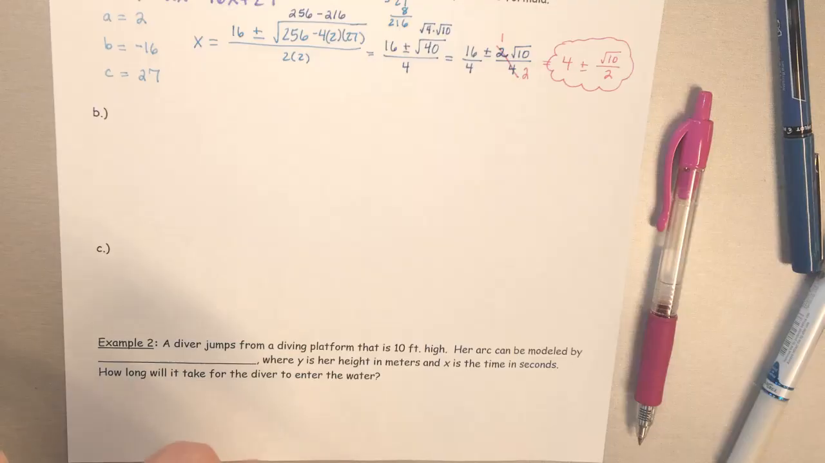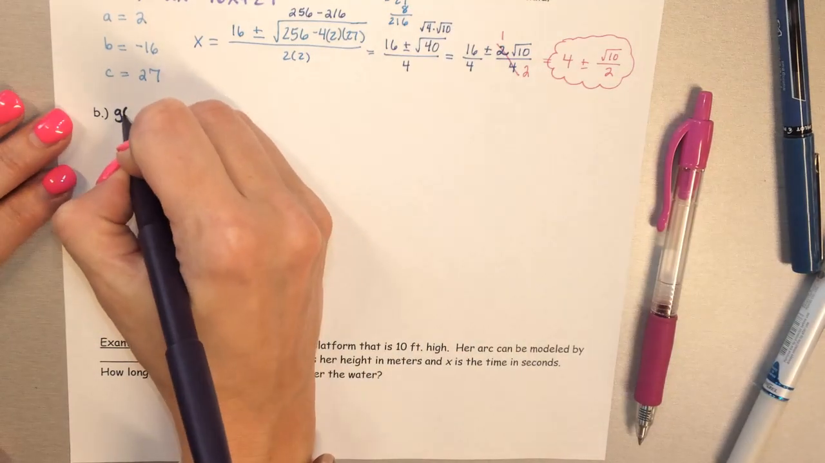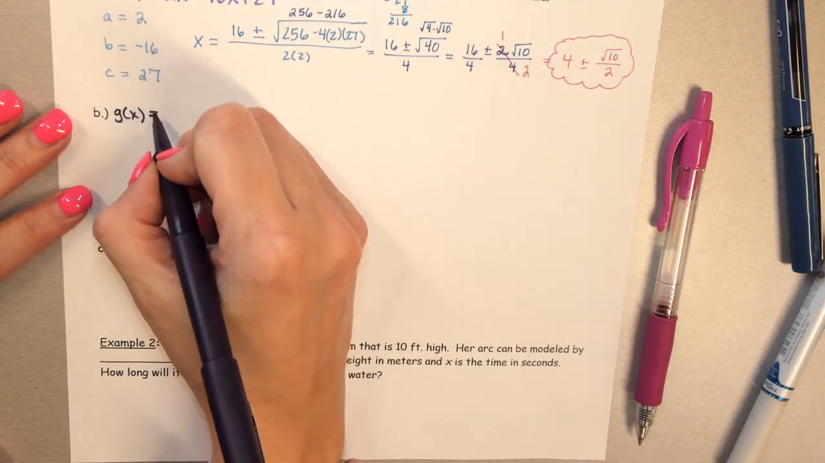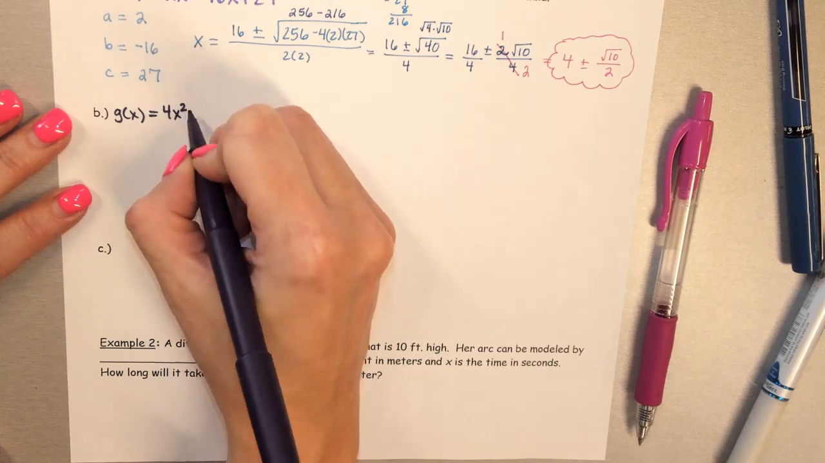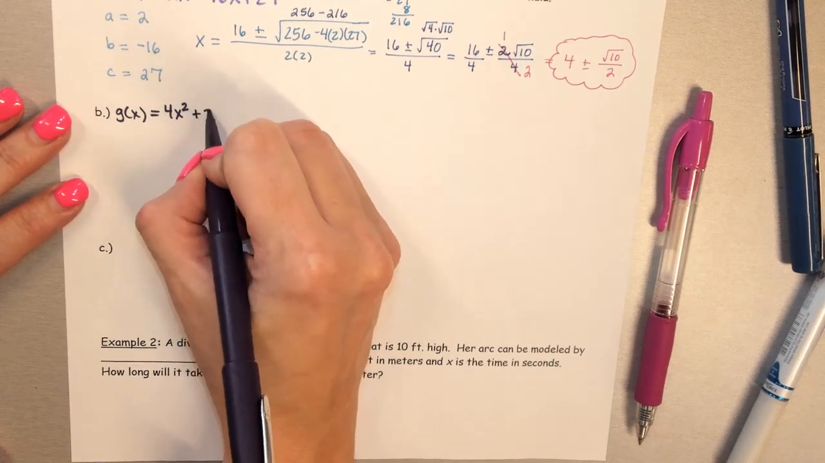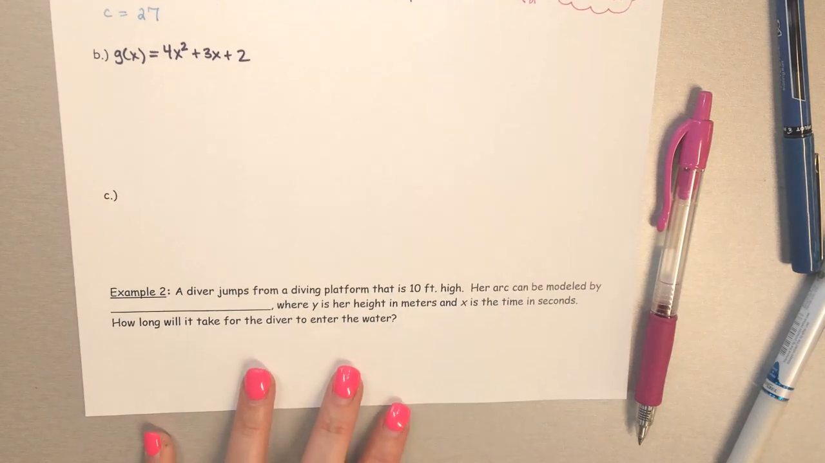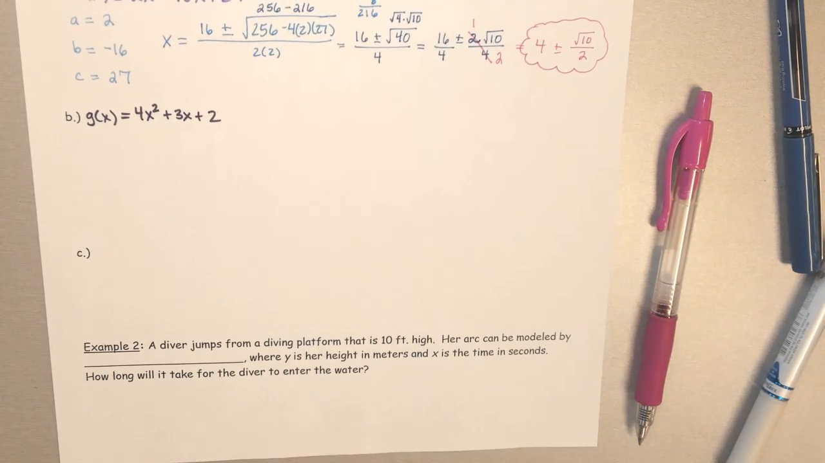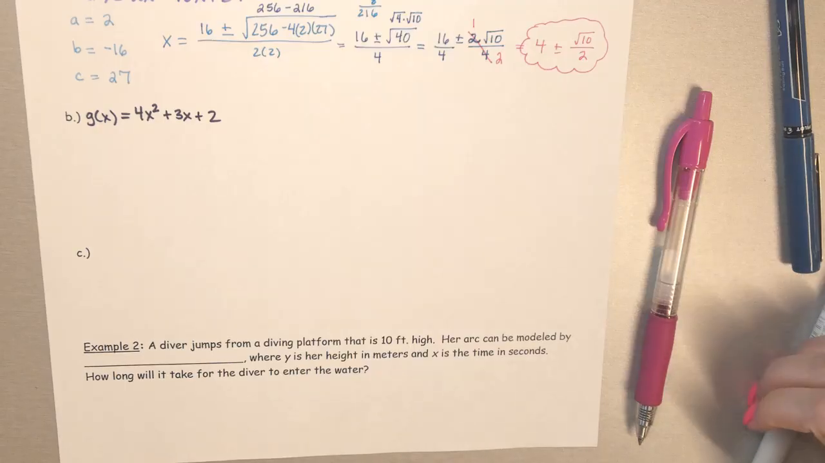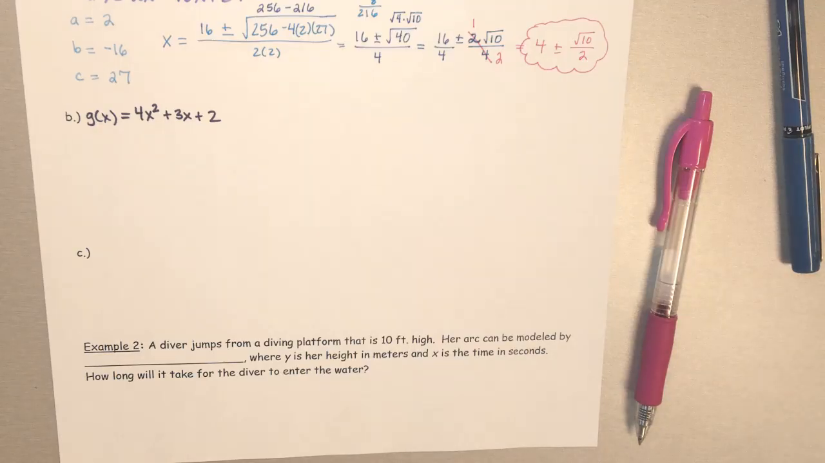All right, so let's try g of x: 4x squared plus 3x plus 2. I want you to see if you can do the plug-in. Simplify as much as possible.